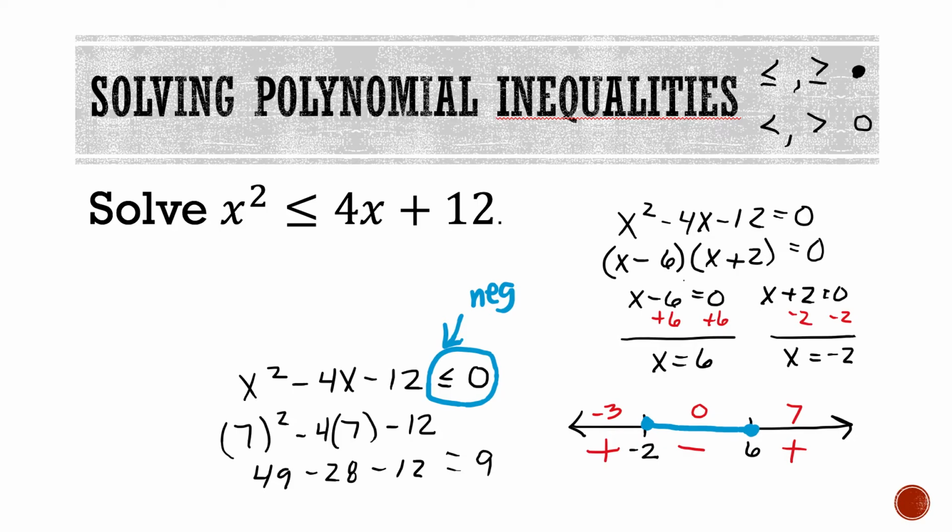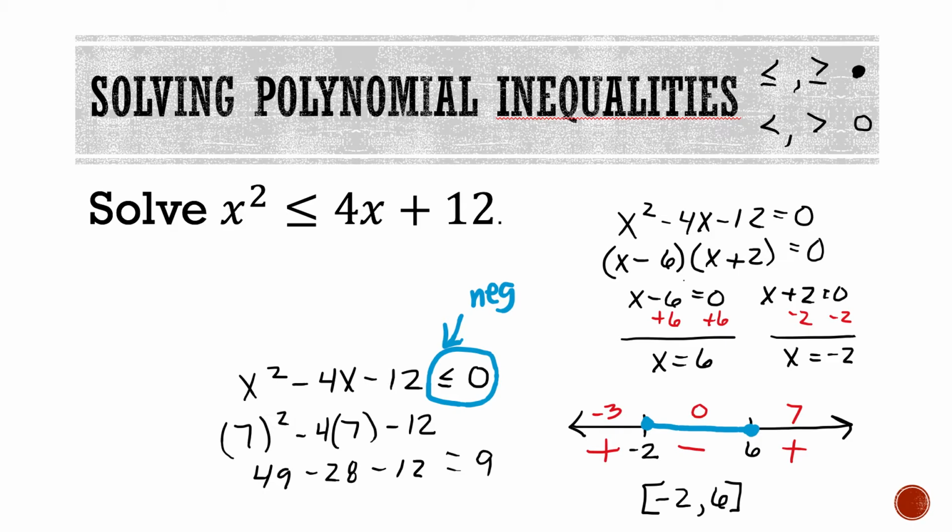And then finally, you want to write your interval notation. So writing the interval that we shaded, we begin the shading with -2. We'll use a bracket because it's included. And we end the shading at 6, and again, use a bracket because it's included.